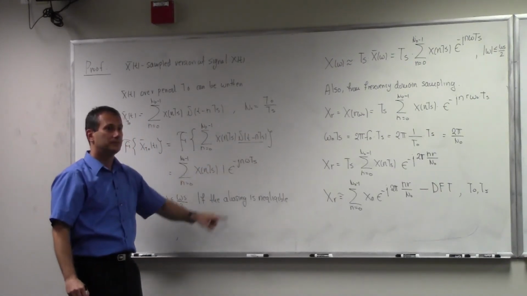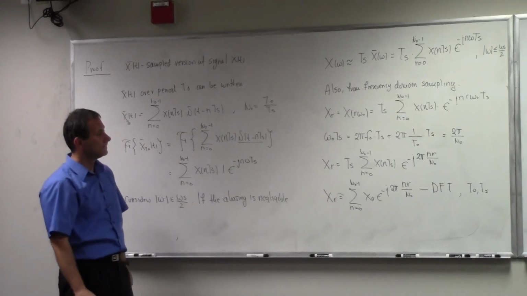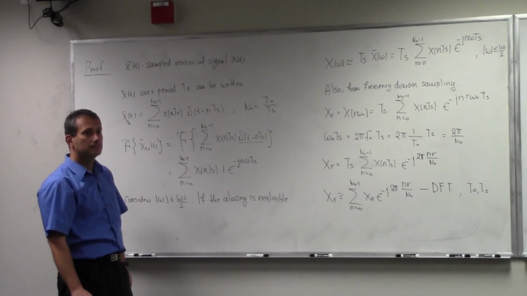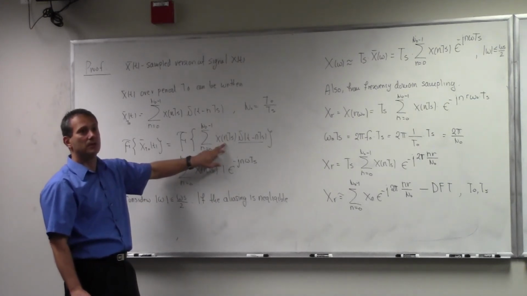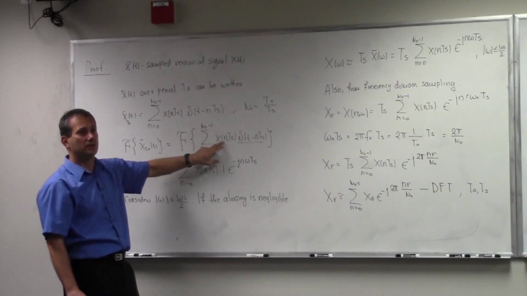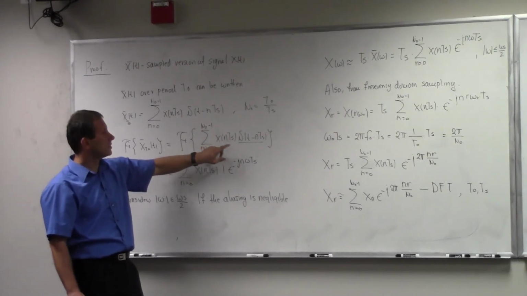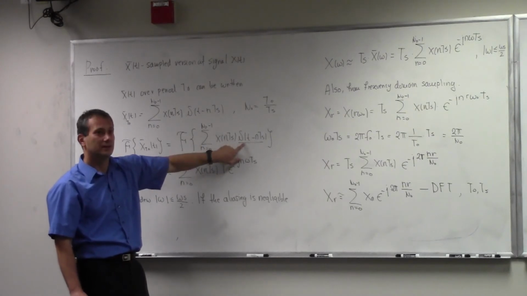So once we sample our x of t, we don't really take a Fourier transform of these. Once you sample it, these become numbers, so they're not a function of time. Fourier transform operates on a function of time. The only function of time is this delta.